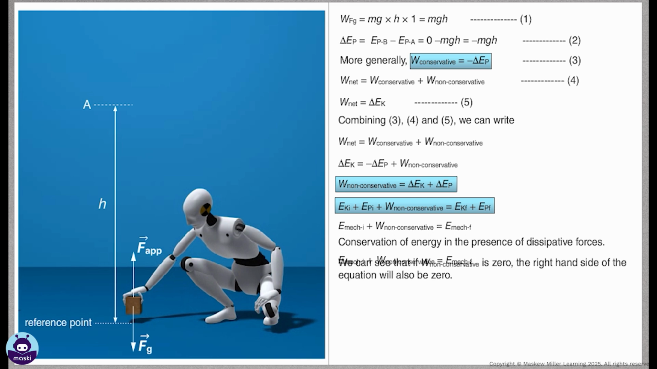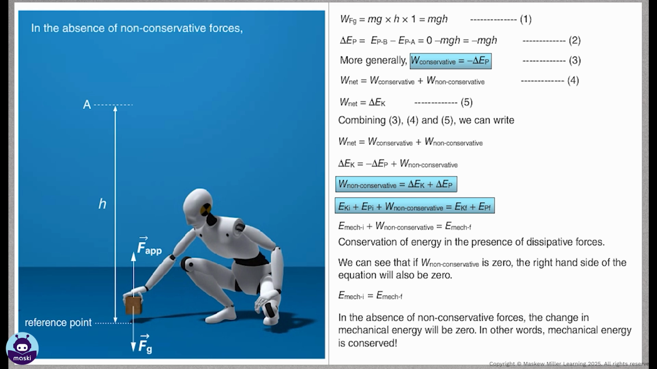We can see that if W non-conservative is 0, the right-hand side of the equation will also be 0. In the absence of non-conservative forces, the change in mechanical energy will be 0. In other words, mechanical energy is conserved.